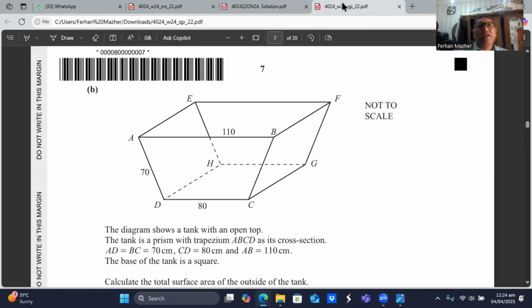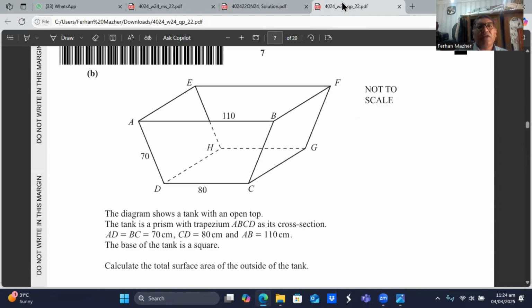So question number 3, it's the B part. And here we have the diagram shows a tank with an open top. The tank is a prism with the trapezium ABCD as its cross section, where AD is equal to 70, BC is equal to 70, and CD is equal to 80 centimeter, and AB is equal to 110 centimeter.